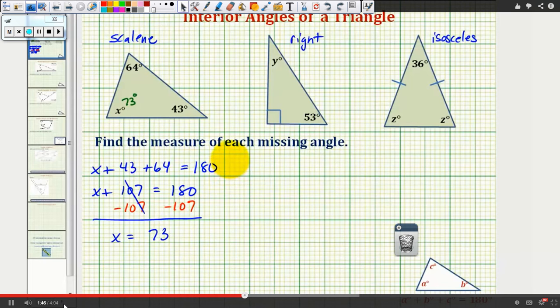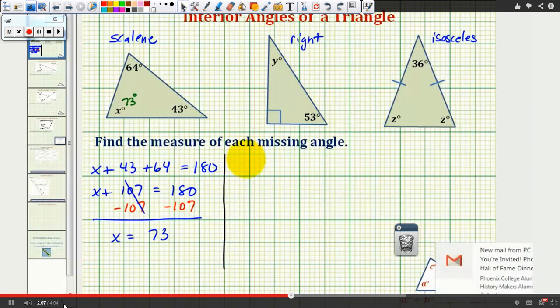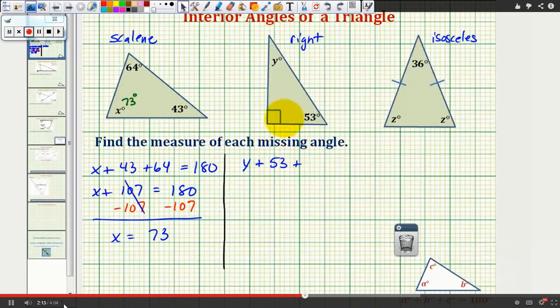Now for our second example, because we have a right triangle, we can set this up a couple ways. The sum of the interior angles must be 180 degrees, but also the two acute angles of a right triangle are complementary or have a sum of 90 degrees. So let's go ahead and set this up two ways. Let's first use the fact that y plus 53 plus 90 must equal 180.